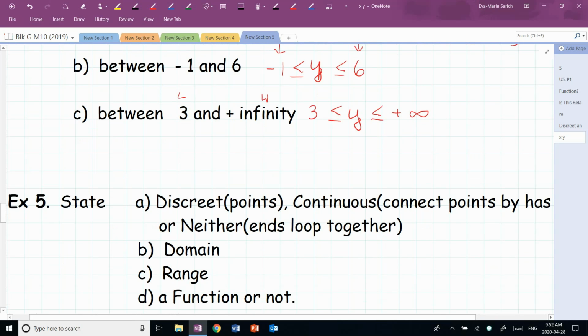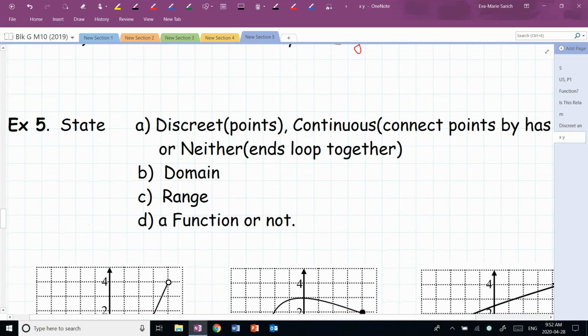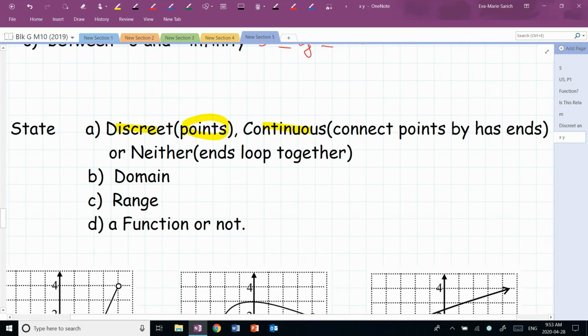Okay, now that we've got this, hopefully, use of symbols done correctly, let's go to some more examples where we have to do a variety of things. So the first thing on the next set of examples is to determine, is the graph discrete? That means it only has points. Is it continuous? Now, continuous means that it connects the points, but it has an end on those graphs. That means that I don't mean that it ends in a point. It could end with an arrow or it could end with a point, okay?